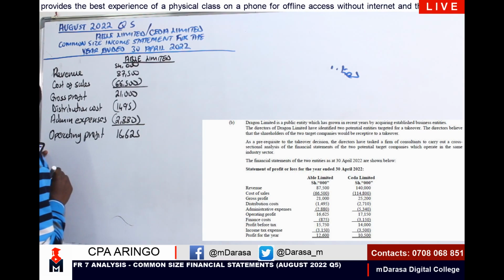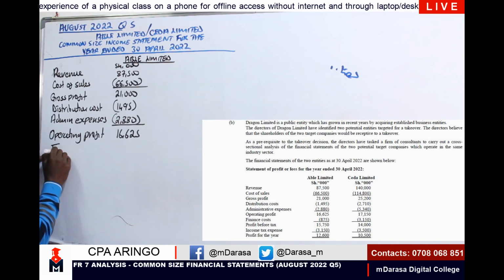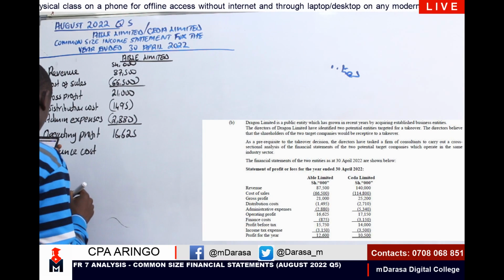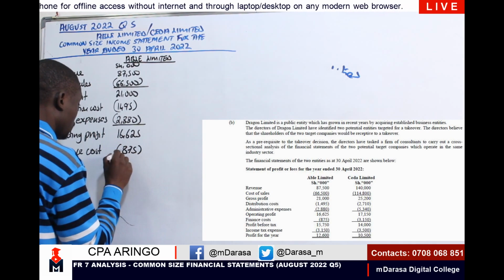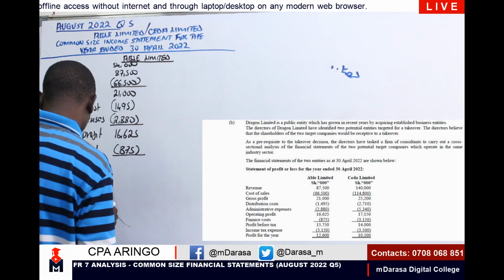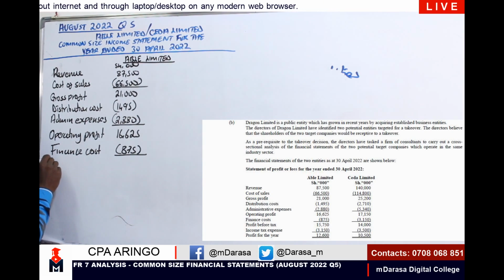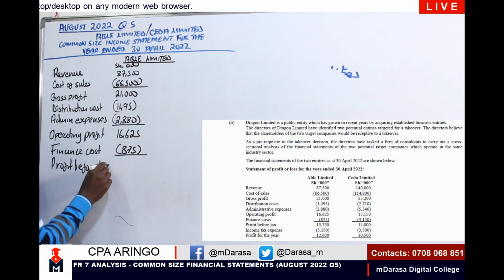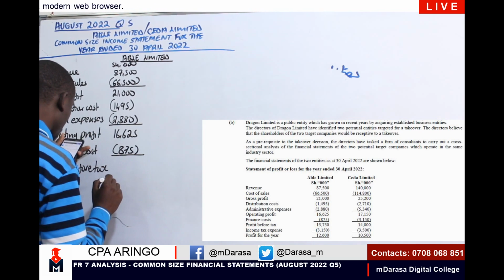Talk about our finance cost. Finance cost, I'm given a figure of 875, if you can check it out. So that at the end of the day, we have profit before tax. Profit before tax, I'm given a figure of 15,750.